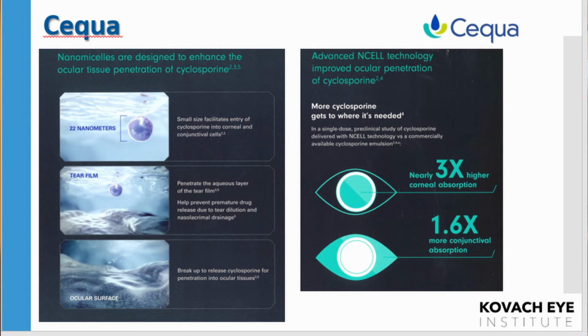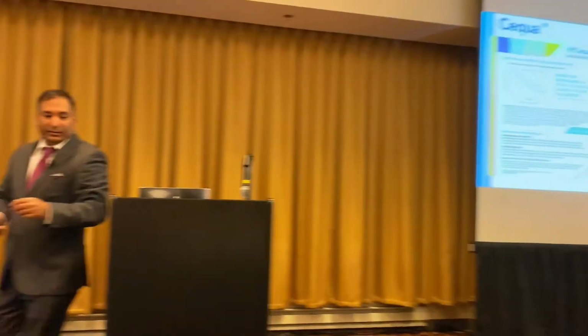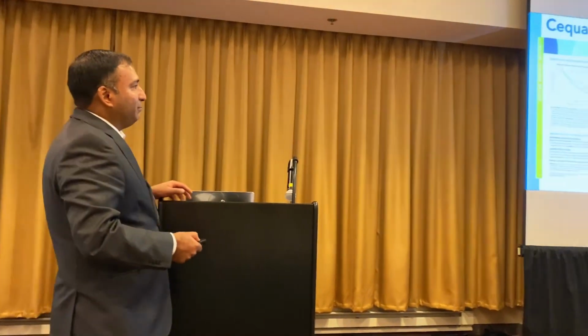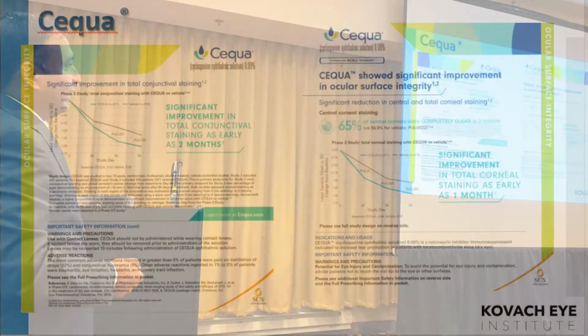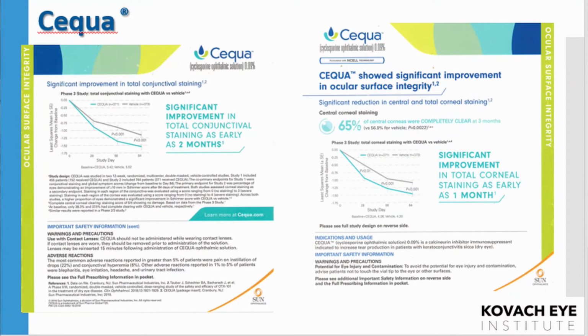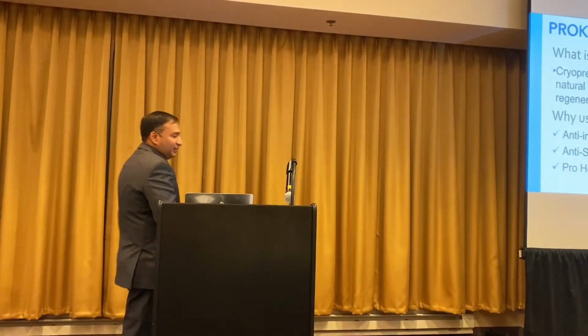And an important piece of data, they have 65% of central corneas clear after 3 months. And that central cornea is where vision comes from, so that's pretty powerful data that they have.